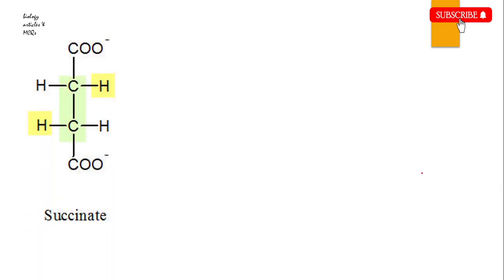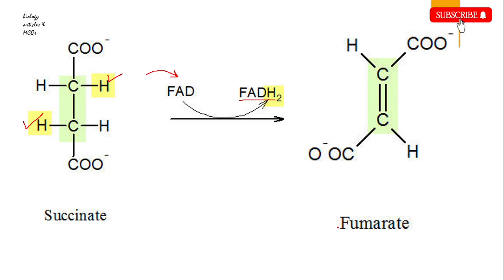Now in the next step, the succinate will lose two hydrogens, one from carbon number 2 and one from carbon number 3, and these two hydrogens will be received by FAD, flavin adenine dinucleotide, and this FAD will convert into FADH2, converting succinate into fumarate. You can see that by the removal of two hydrogens from the succinate, there is the formation of a double bond between carbon number 2 and carbon number 3, and now this compound is called fumarate.